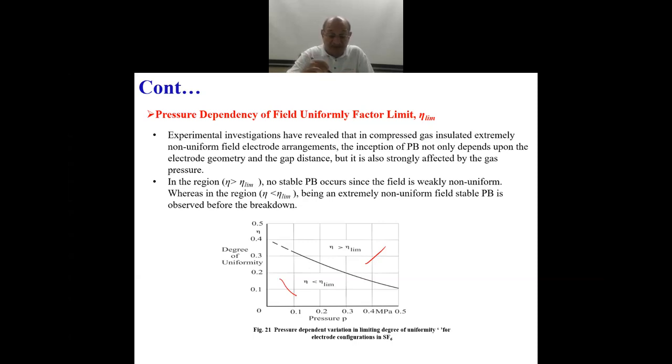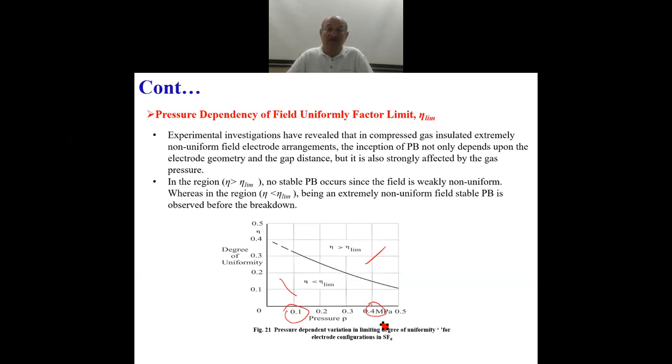As you increase the gas pressure, this is 1 atmospheric gas pressure, and this is something like 4 atmospheric gas pressure. So the value of eta limit reduces, as you see in this curve. What is the advantage of this? That means when you have higher gas pressure, let's say 4 atmospheric, the value of eta limit is smaller. What does it imply? You can afford to have more non-uniformity in electric field configurations within the apparatus when you are working at higher gas pressure compared to when you are working at low gas pressure.